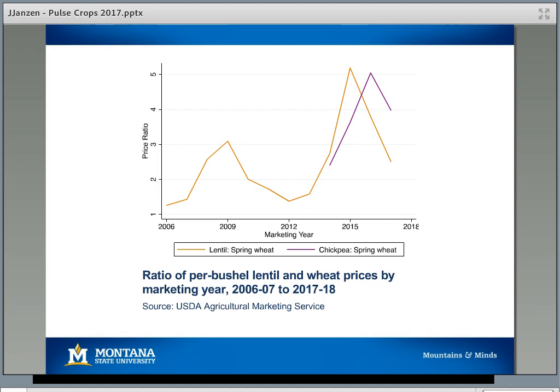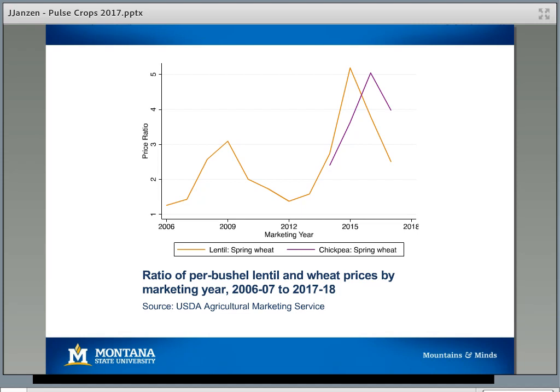Now it is the case that ratio has been declining, right? Pulse crops are looking maybe less of a profitable option going into 2018. In part, that's because we've seen a little bit of strength in spring wheat prices, and in part, it's because prices, especially for peas and lentils, have fallen off from where they were a few years ago.